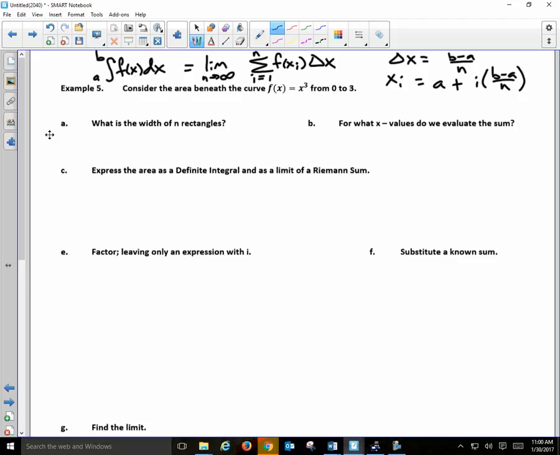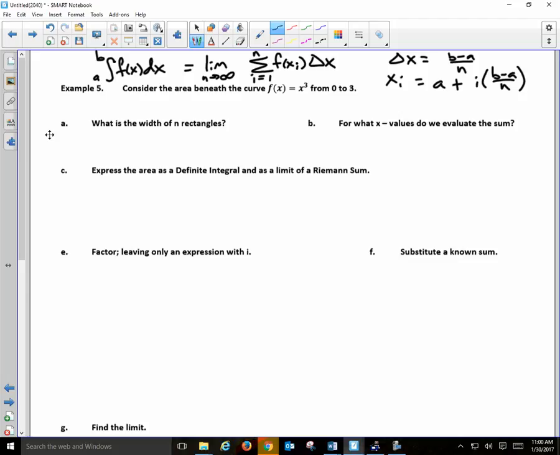I know it's confusing. I know that some of that stuff, you're like, I don't even know what it means. But we laid out what x sub i is, and we laid out delta x. The x sub i piece is a little bit confusing. We're going to make sense of the rest today.